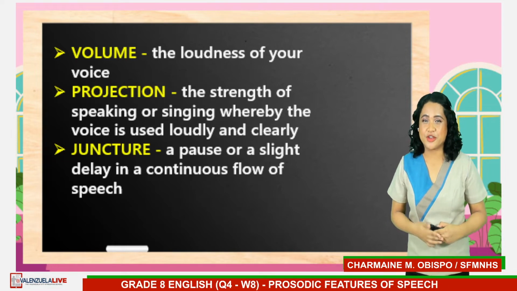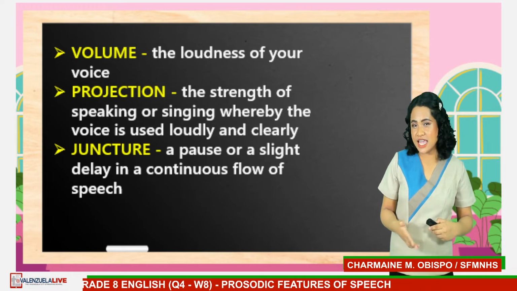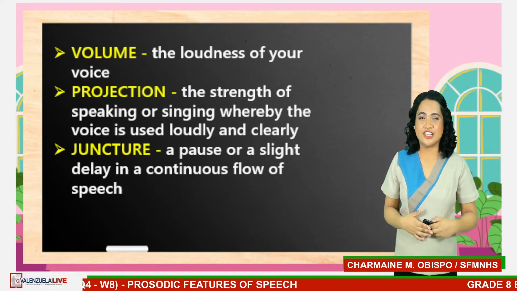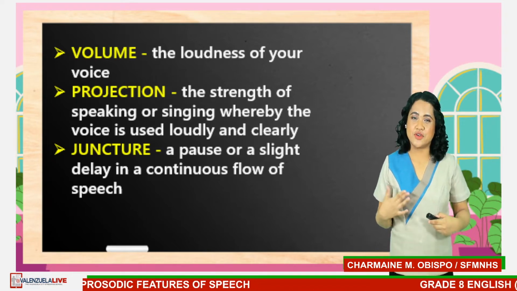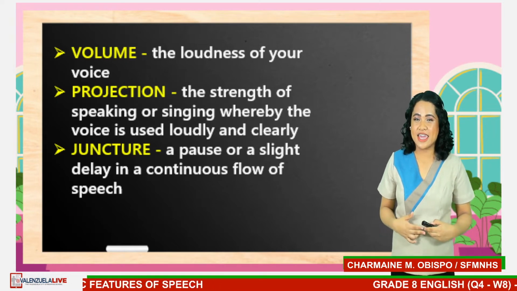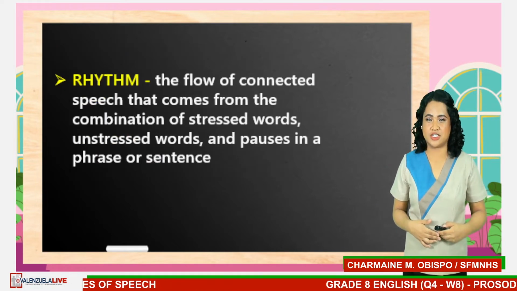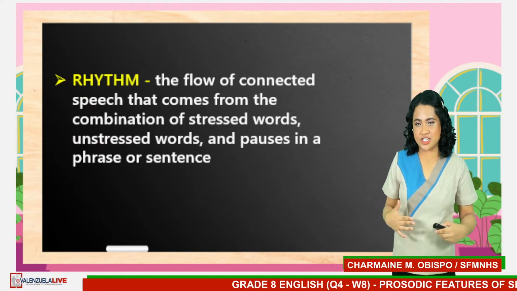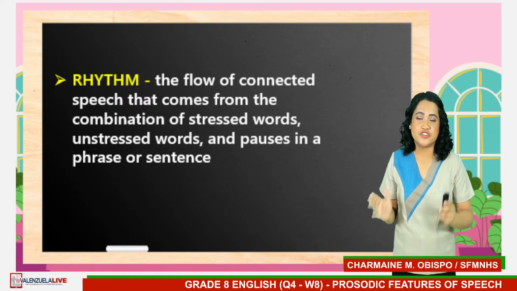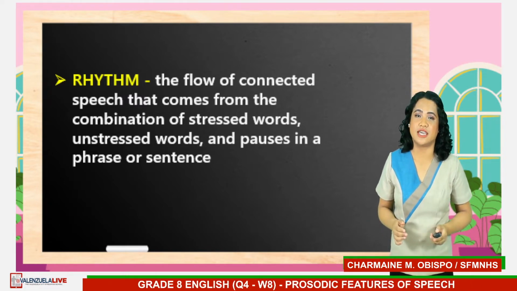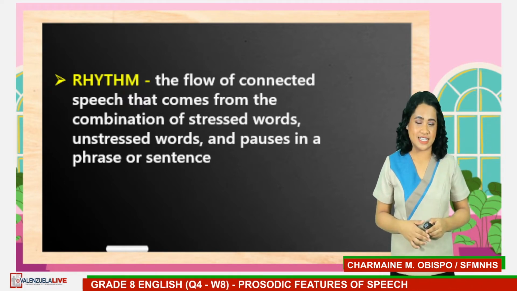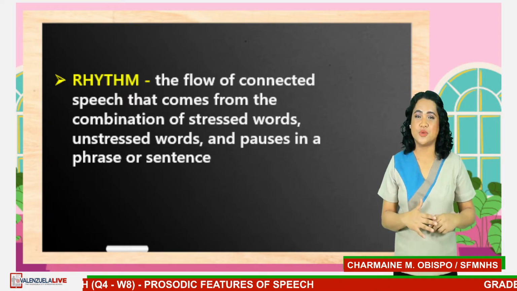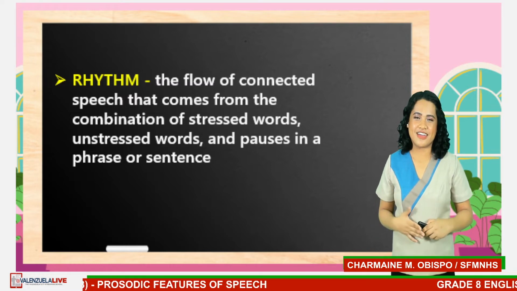Projection refers to the strength of speaking or singing, whereby the voice is used loudly and clearly. Juncture refers to a pause or slight delay in a continuous flow of speech. Rhythm is the flow of connected speech that comes from the combination of stressed words and pauses in a phrase or sentence. All of these are essential in making your speech more expressive, clear, and effective.